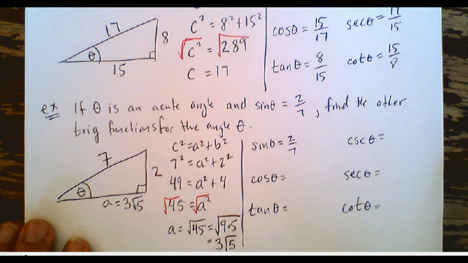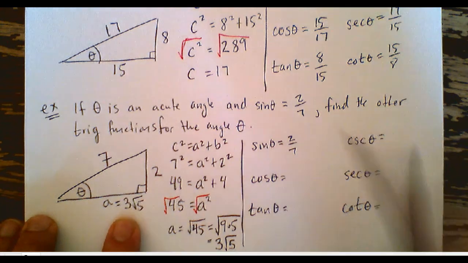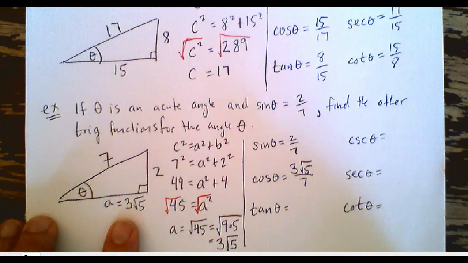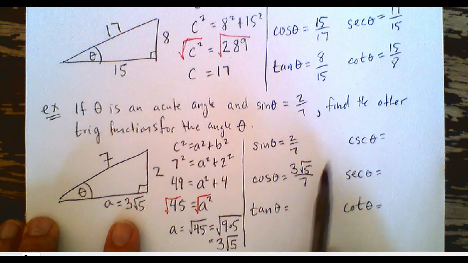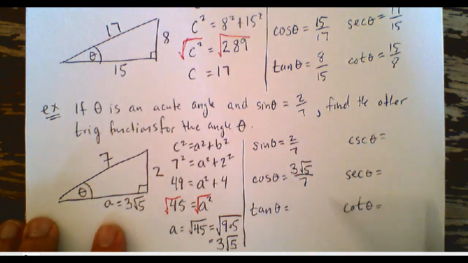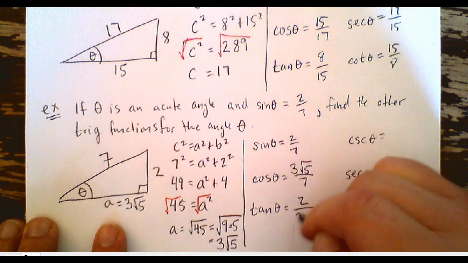Alright, so let's go ahead and get our cosine. Cosine of theta is adjacent over hypotenuse, 3 root 5 over 7. And we check to see if this is reducible. Can we divide any number out of 3 and 7? No, so that's as far as we can go there. Tangent is opposite over adjacent, so that's 2 over 3 root 5.